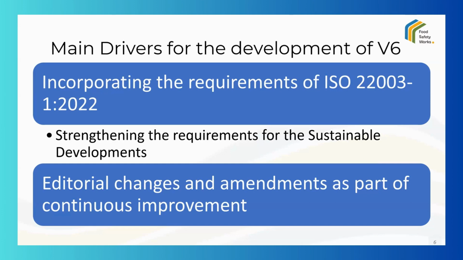So while you are GFSI recognized, you have to make sure you meet the requirements of 22003-1 2022. So to incorporate the requirements or changes in what ISO 22003-1 had, FSSC version 6 was the need of the hour, right? Wherein the sustainable developments have been strengthened.